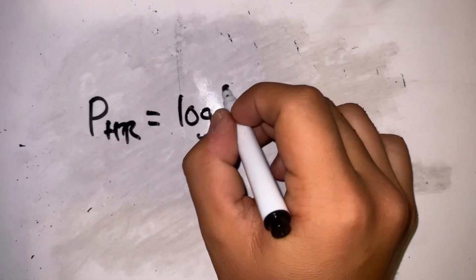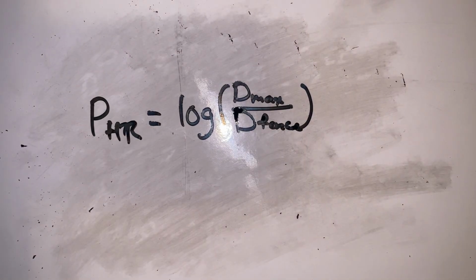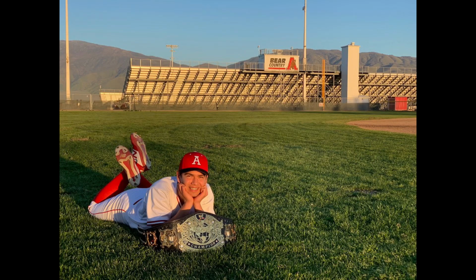clear a larger fence. If we modify the formula to take this into account more realistically, we could apply a logarithmic scale to account for the diminishing returns on increasing the distance. For example, the probability of a home run is equal to log of max distance divided by fence distance. This gives us a more nuanced measure of probability, especially when the fence is very far away.